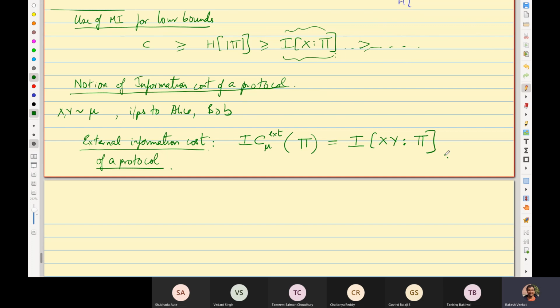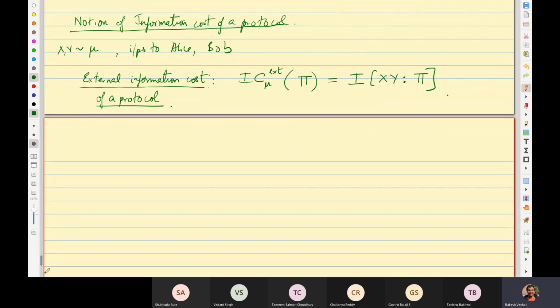So how much information, just like we had between just X and Y, here's a natural extension. How much does the transcript give an external viewer information about both X and Y together? The other notion is the internal information cost.